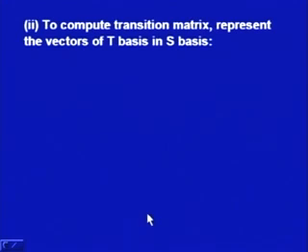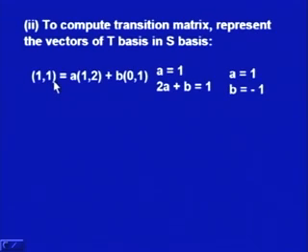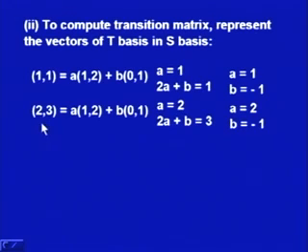Now the second part is to compute the transition matrix. You have to represent the vectors of T basis in S basis. That means first we consider the vector (1, 1) and write it as A(1, 2) + B(0, 1), and we solve it as we have done in the earlier part. So A = 1 and B = -1 is the solution. Then for the second vector (2, 3) in the basis, we express it again as a linear combination of (1, 2) and (0, 1), and we form a system of equations. Solving it, we get A = 2 and B = -1.